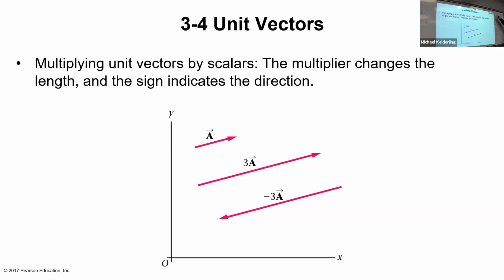So it lets us write, instead of having to say ax and ay, for some given vector that has components ax and ay, a vector will be ax times x hat plus ay times y hat.